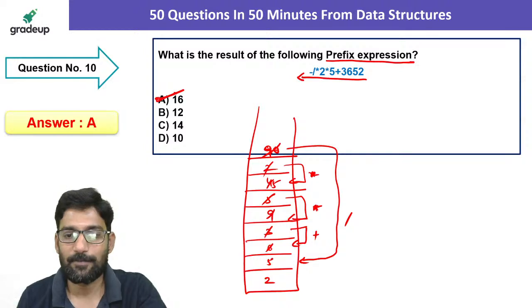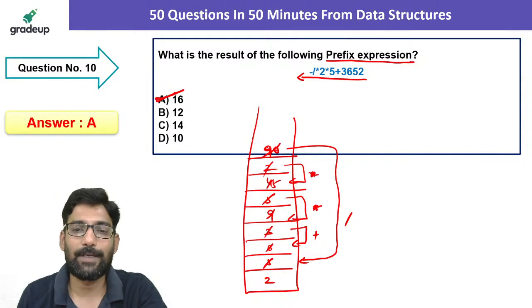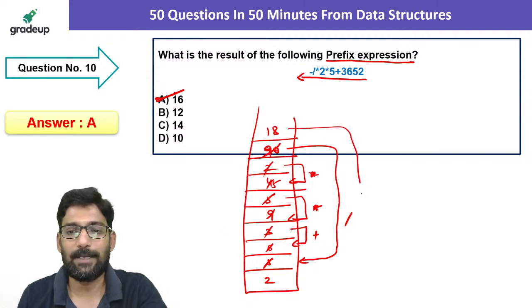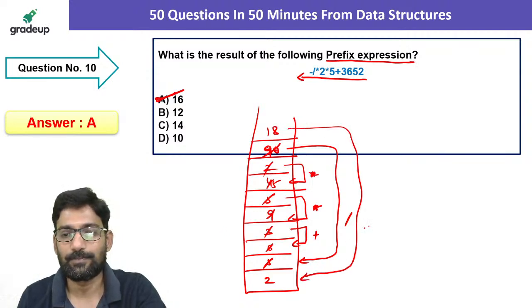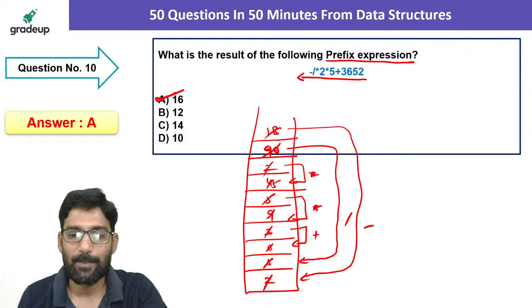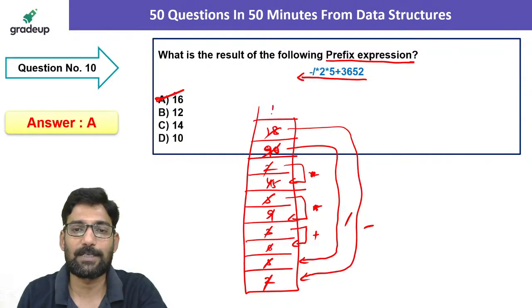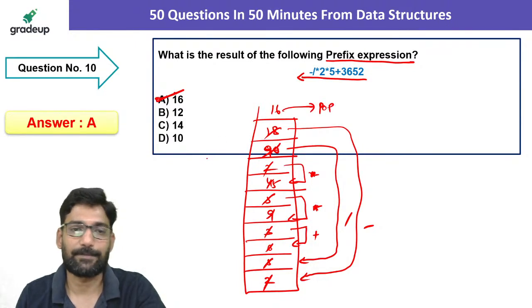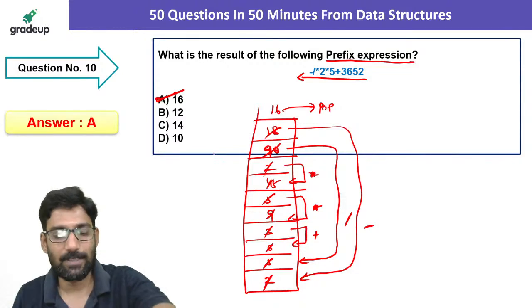90 is popped, 5 is popped, evaluated and pushed the result back. Now minus, 18 minus 2. By popping we will evaluate and push the result back. 16. So pop the result. So what is the result? 16. Okay. So 10 questions are over.